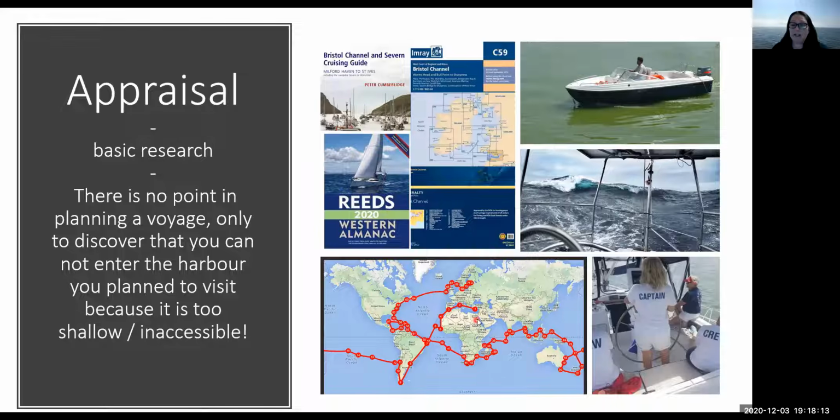Is my plan realistic? This probably isn't a realistic plan if we look at all the waypoints in the bottom here for the vessel at the top. Okay. What about my crew? Are my crew up for this? Okay. And what's the weather going to do in the sea state? Are we really ready for this journey?